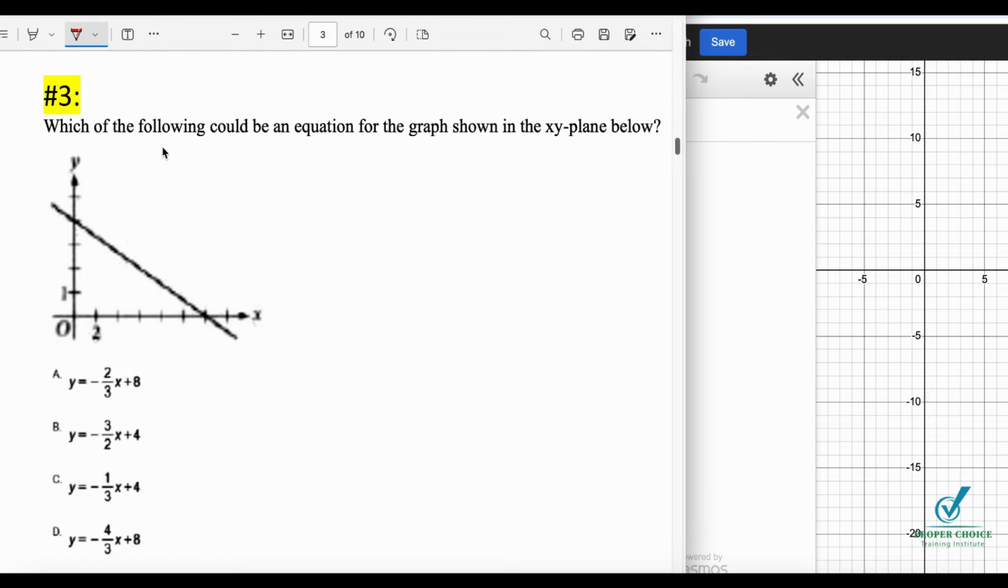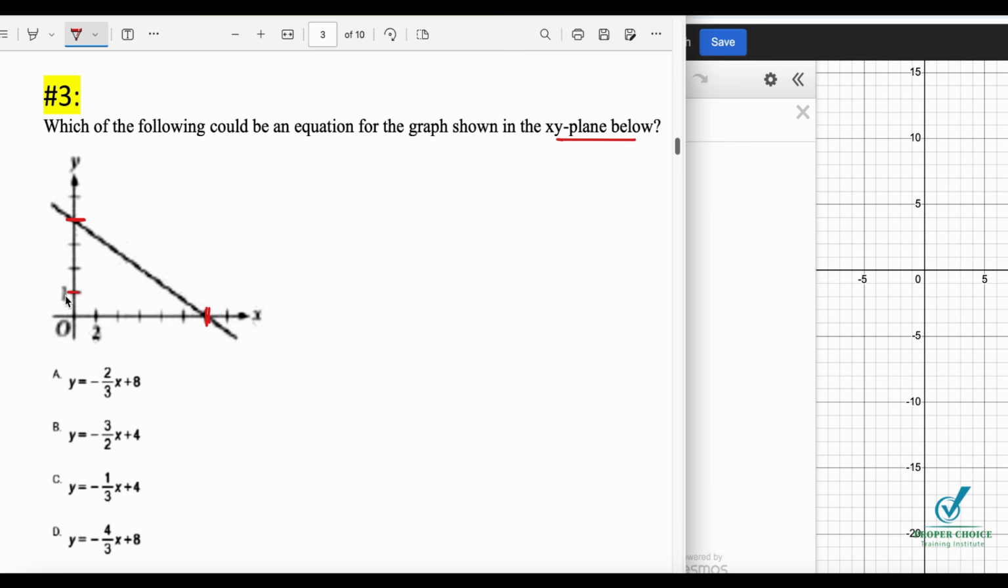Which of the following could be an equation for the graph shown in the xy plane below? The graph has been given and they are asking us to predict its equation. Now, as I always say, you have to read a graph carefully first. The most important thing is to look at the intercepts. I can see that this is the y-intercept and this is the x-intercept. What is the value? Observe very carefully.